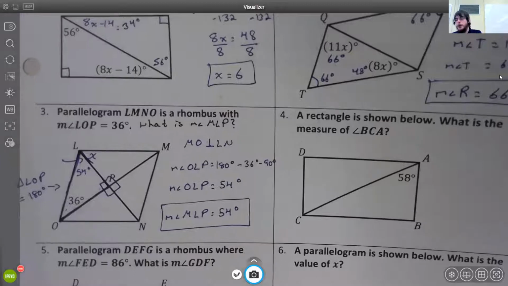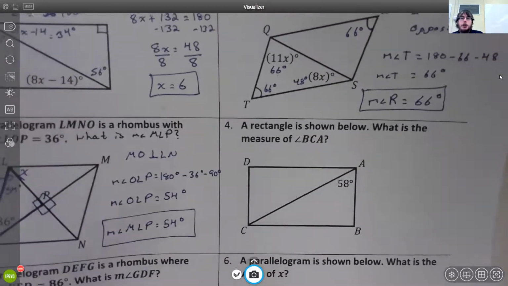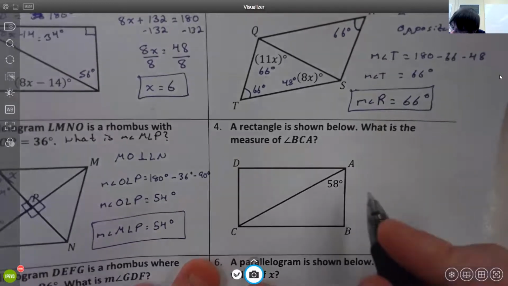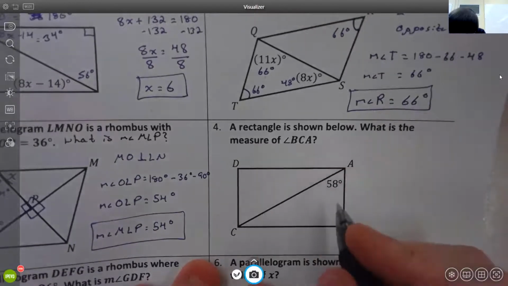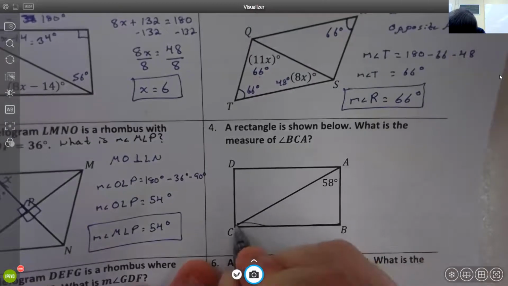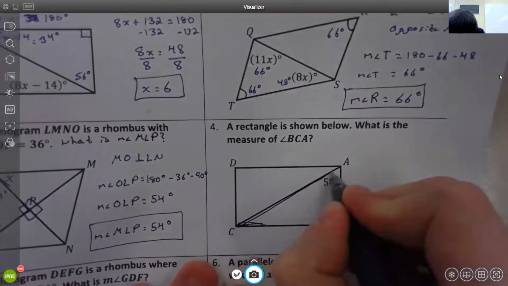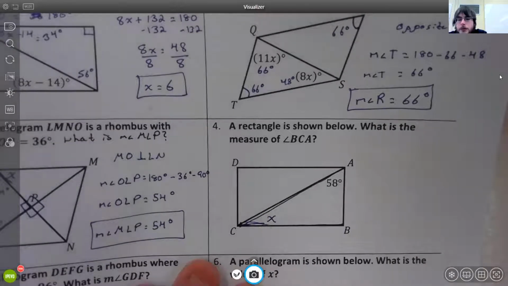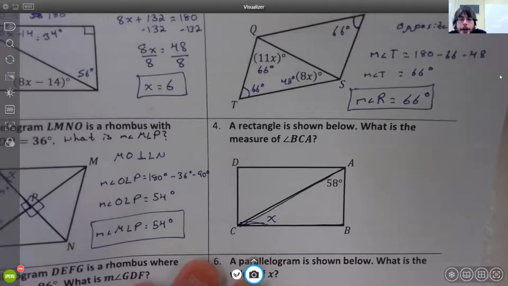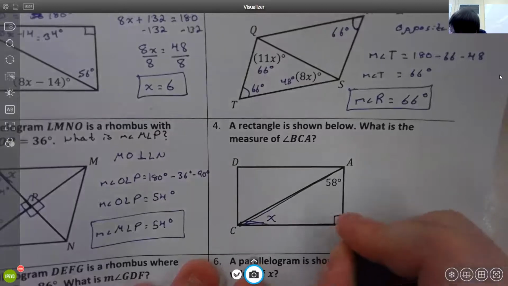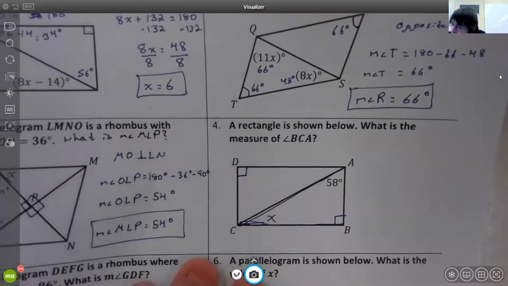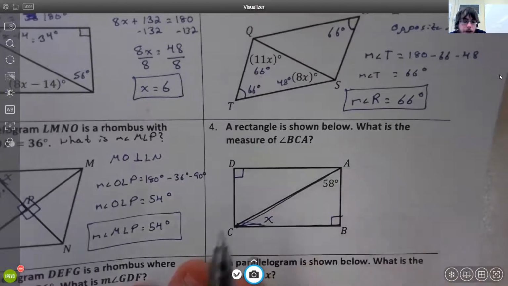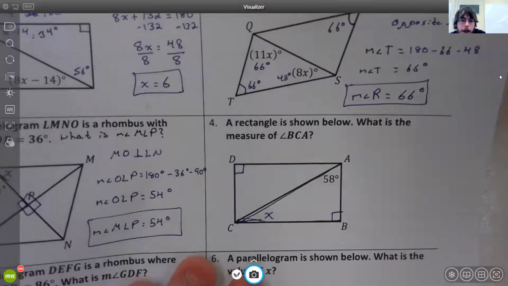All right, number 4. A rectangle is shown below. What is the measure of angle BCA? So we want to find BCA, which is here. So we want to find that angle there. Well, we know this is a rectangle, so we know that angle B and angle D are both 90 degrees. And that diagonal splits that into 2 right triangles.